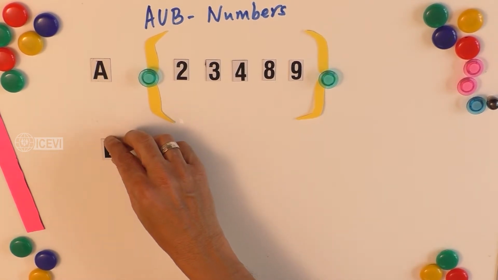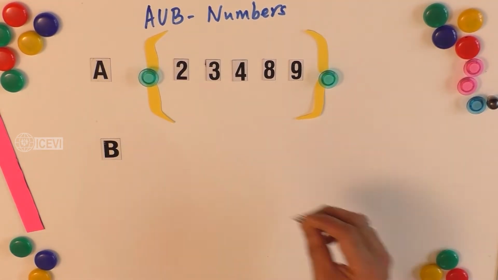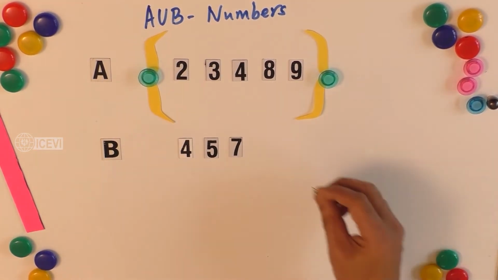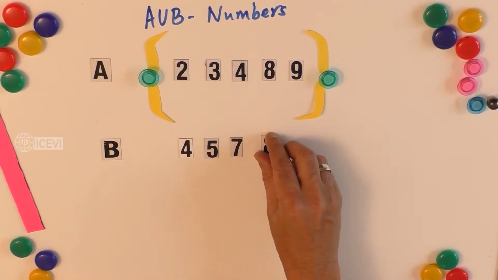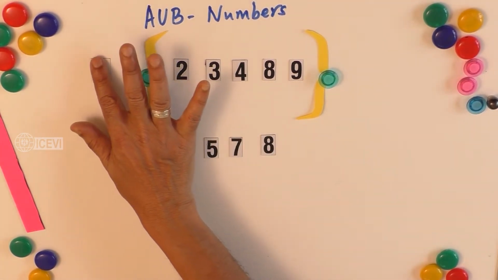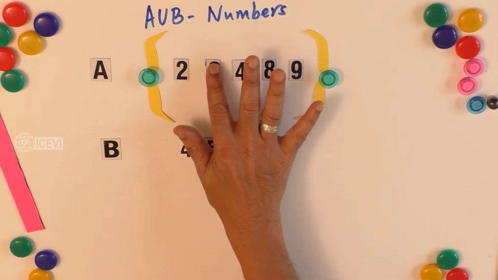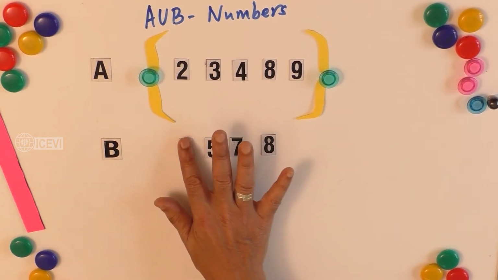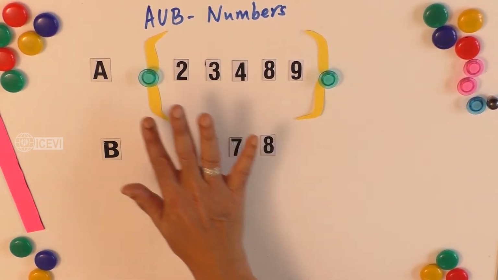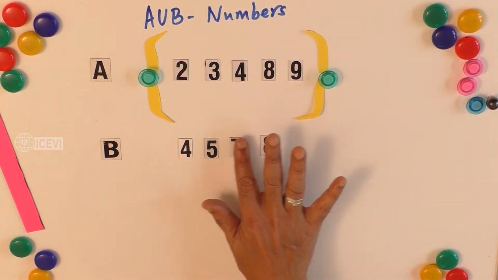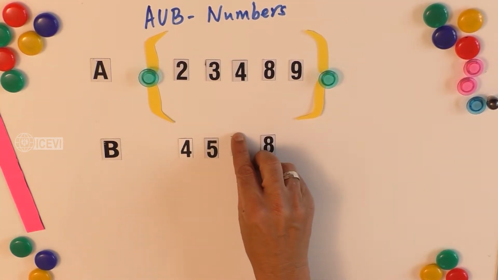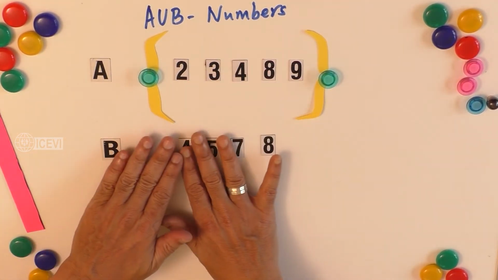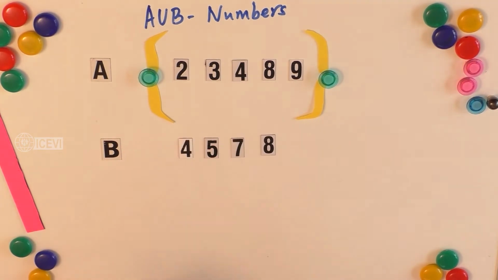Let us assume that in this set B, there are 4, 5, 7 and 8. Now, let us repeat. In the set A, you have 2, 3, 4, 8, 9. In the set B, you have 4, 5, 7, 8. So, these letters and numbers have braille markings. These braille markings will help the child to have better control over the entire operation.